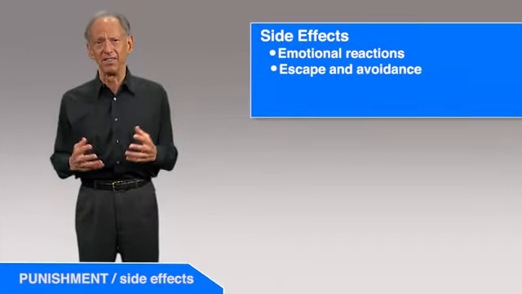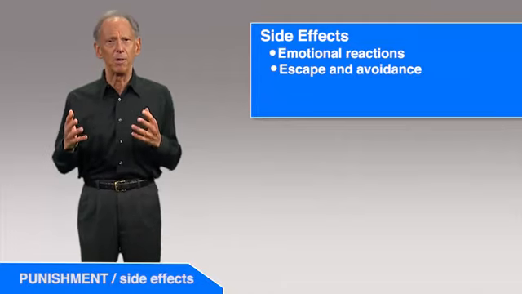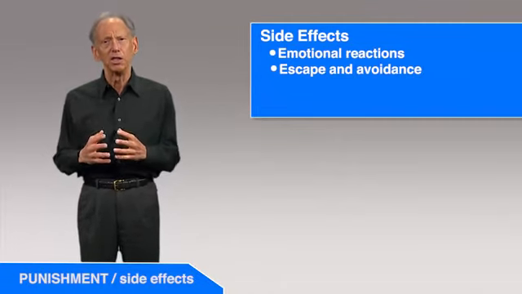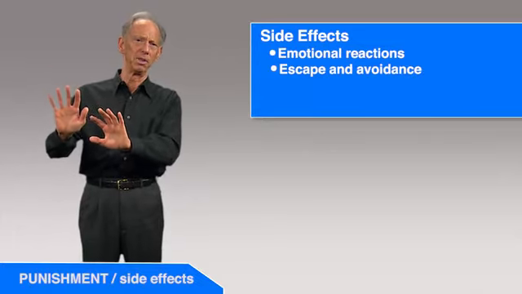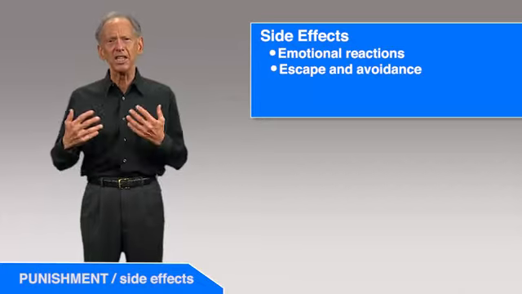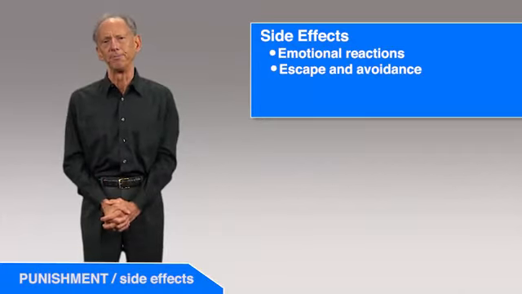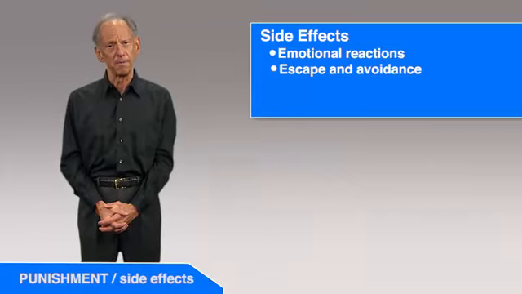A second negative side effect is escape and avoidance. When a parent delivers more punishment than praise, children often try to distance themselves from the person who punished them. They do this physically and psychologically, and this strains the relationship between you and your child. Escape and avoidance can come up in another way.